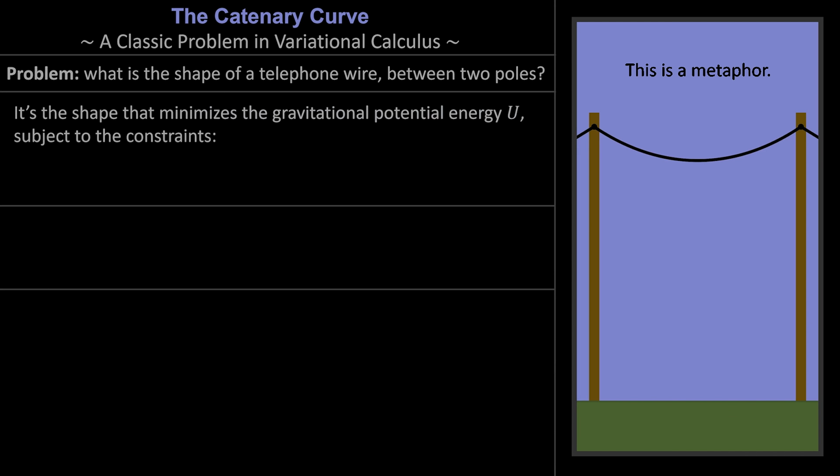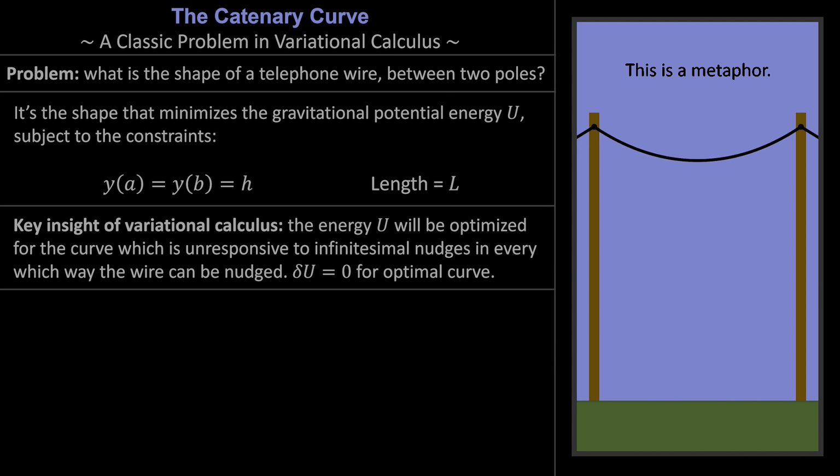And you also have to put in your boundary conditions, so you say, okay, it'll be connected to this pole here and that pole over there, and it's going to have some constant length. And so given all the curves that have those constraints, which one minimizes the gravitational potential energy? And then the key insight at the core of variational calculus is to recognize that the optimal curve is going to be the one where if you give it some arbitrary infinitesimal nudge in any way that it can be nudged, then to first order, you're going to get zero response in the variable that you're trying to minimize.